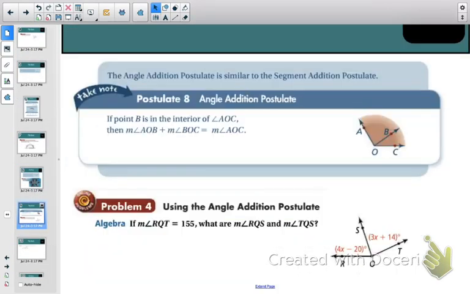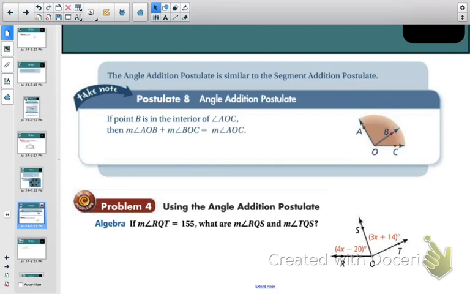We have the angle addition postulate, which is similar to the segment addition postulate. It says that if point B is in the interior of angle AOC, then the measure of angle AOB plus the measure of angle BOC is equal to the measure of angle AOC. So basically, if you have two angles that are connected, sharing one ray, one side, if you put them together, they form a larger angle, AOC.